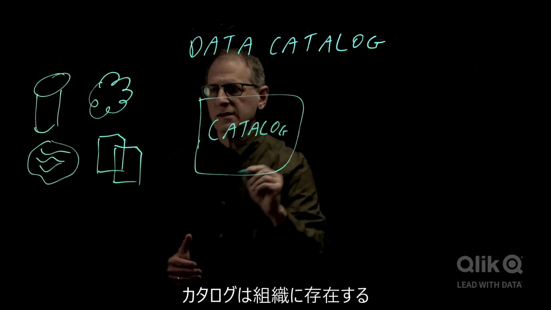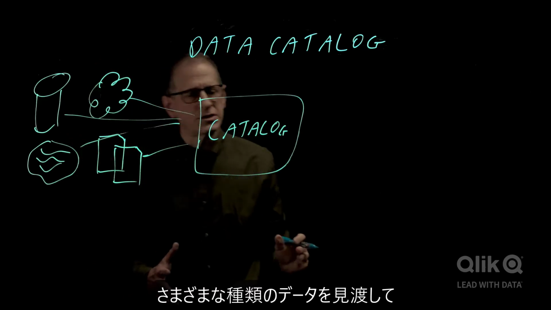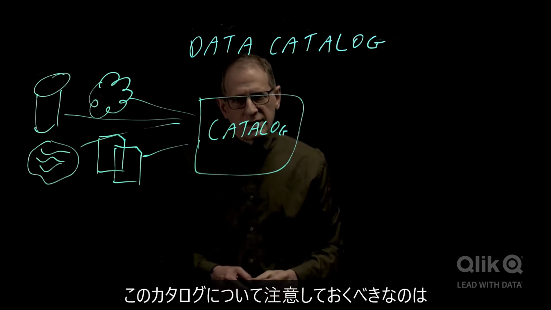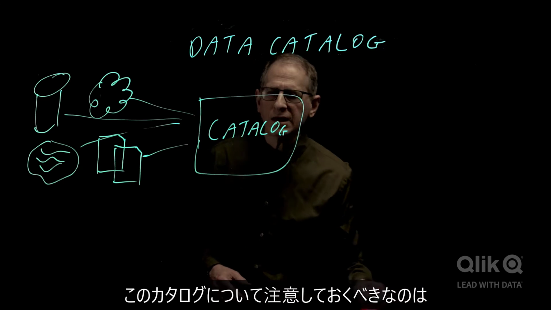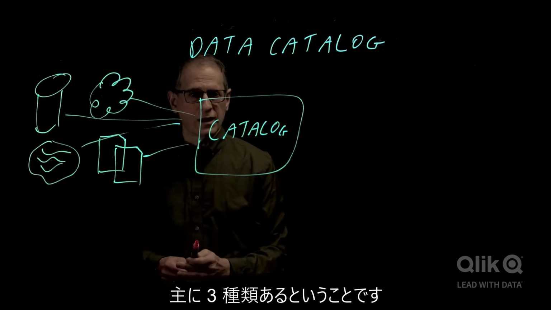The catalog is going to take a look at all the different types of data you have in your organization and put it together and organize it into one place. Now, the thing to keep in mind with this catalog is that there are three main kinds of users or roles that work with the catalog.